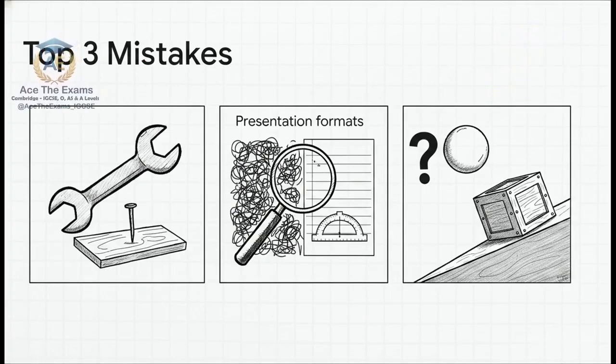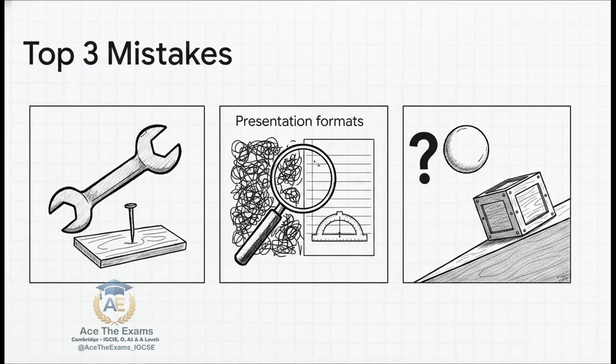Number 1, using the wrong approach for the wrong context. This is a classic trap. A student might try to aggressively force a constant acceleration kinematics formula, like v equals u plus at, into a scenario where the resultant force, and therefore the acceleration, is actually variable. You cannot do that. You have to match your mathematical tools to the specific physical environment of the question.